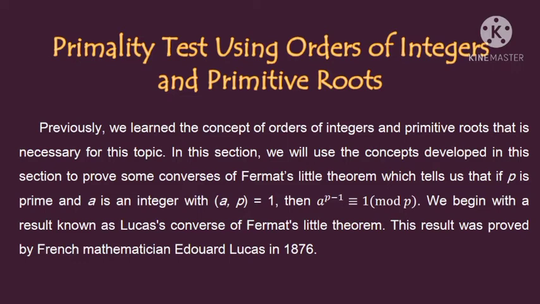In this section, we will use the concepts developed to prove some converses of Fermat's little theorem, which tells us that if p is prime and a is an integer with gcd of a and p equal to 1, then a raised to p minus 1 is congruent to 1 modulo p. We begin with a result known as Lucas' converse of Fermat's little theorem. This result was proved by French mathematician Edouard Lucas in 1876.